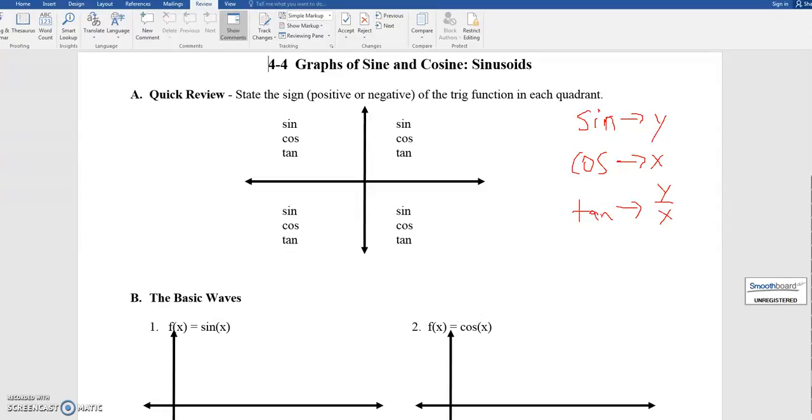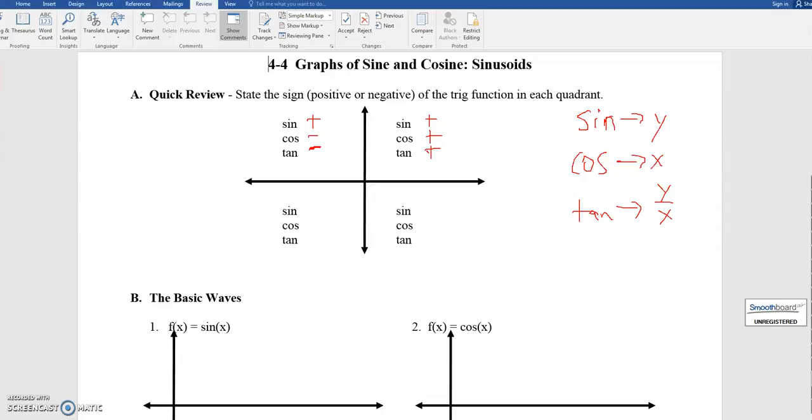So in the first quadrant, pretty easy, they're all positive. That is a plus symbol, there we go. In the second quadrant, sine will stay positive. The x values here are negative, so cosine has to be negative. And the ratio that's created by this would also be negative, so tangent is negative.